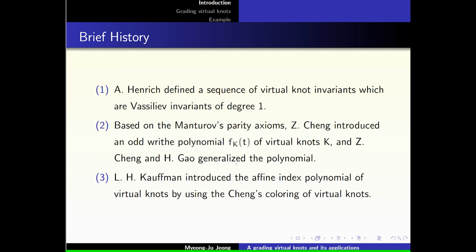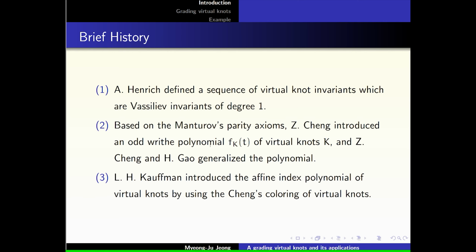About this talk, we will study some related history. First, Henrich defined a sequence of virtual knot invariants, which are finite type invariants of degree 1. In particular, a polynomial invariant of virtual knots was introduced, and then there appeared many generalizations of Henrich's result. In particular, Cheng introduced an odd writhe polynomial by using Manturov's parity axiom, and Cheng and Gao generalized the odd writhe polynomial.